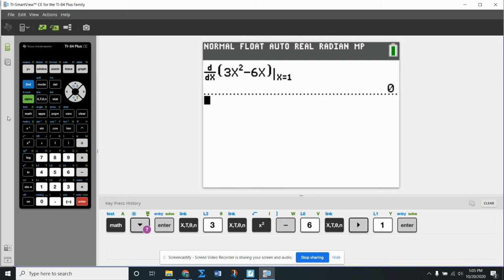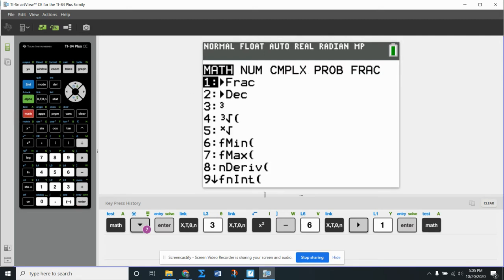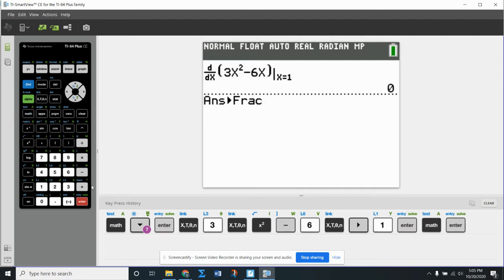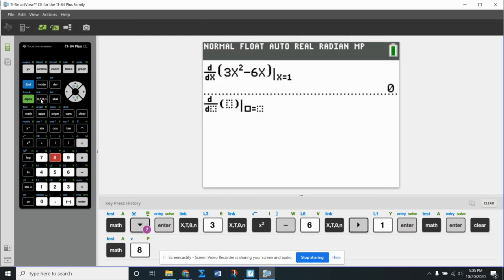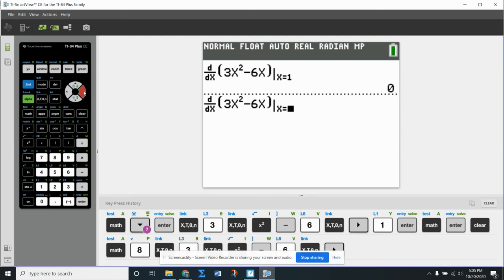With this button, again, math and then down to nDeriv, which is option 8, you have to type in what variable you want to differentiate with respect to. Then you're going to use that variable in your expression for the function. And then this is the input value that you want to evaluate that derivative at.